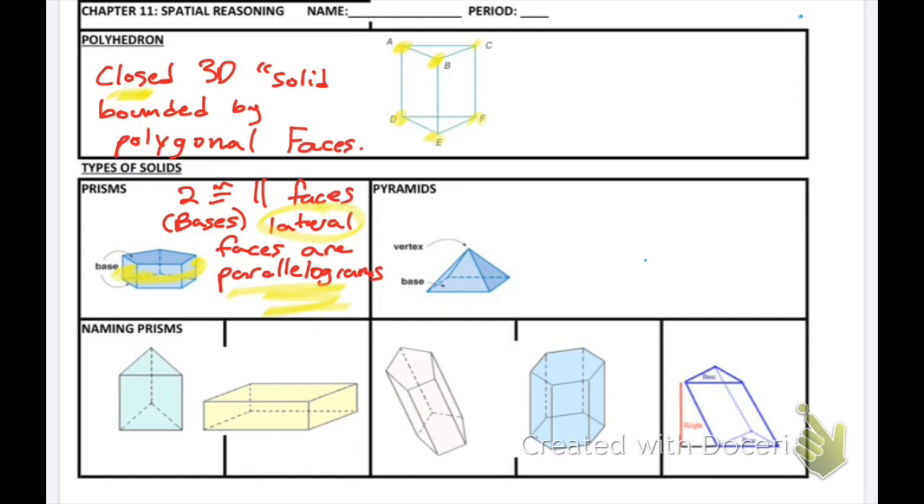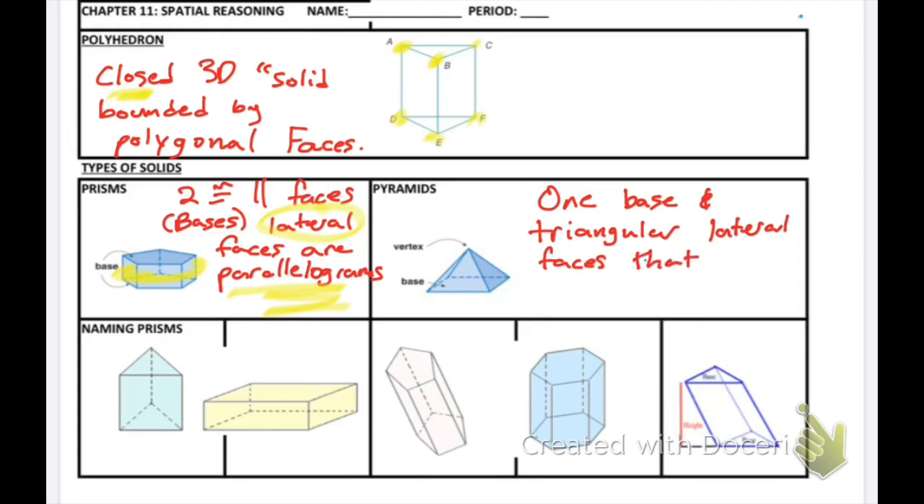Now let's go ahead and look at a pyramid. What makes a pyramid a pyramid? Well, with a pyramid, we have one base, and we have triangular lateral faces that intersect at a common vertex.